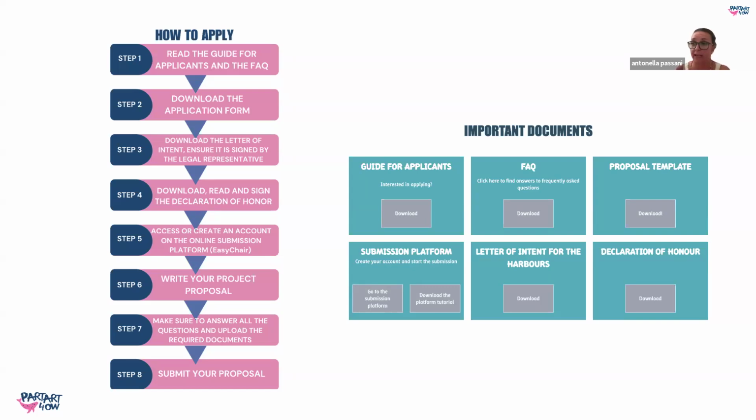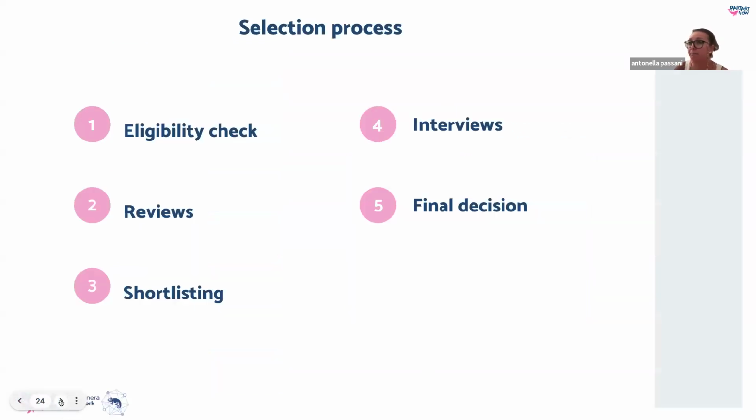If you do not have an account on EasyChair, which is the platform we are using for the submission, you have to create one, and you will find a how-to guide on how to do that and how to interact with the submission platform. You write your proposal using the template provided, you answer all the questions, and you submit the proposal. This is the screenshot of the website, where you find all the documents that we mentioned so far and that we will mention in the next minutes.